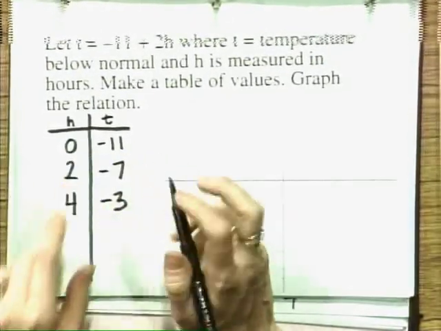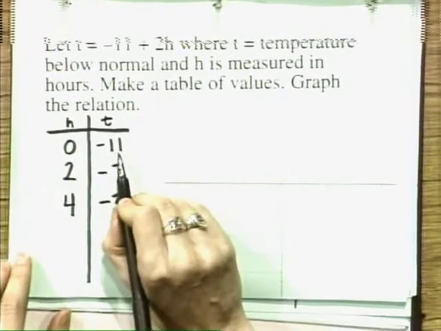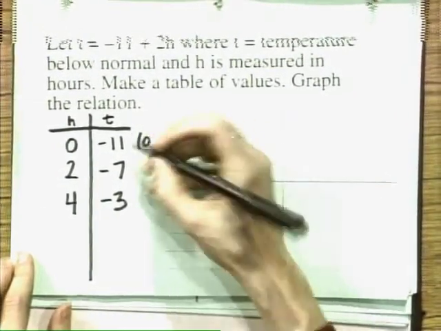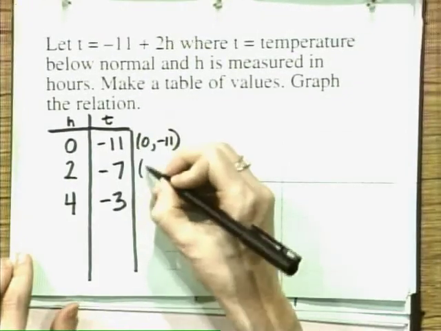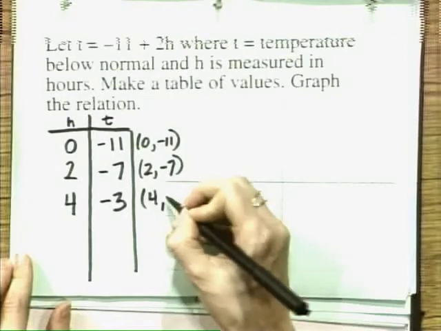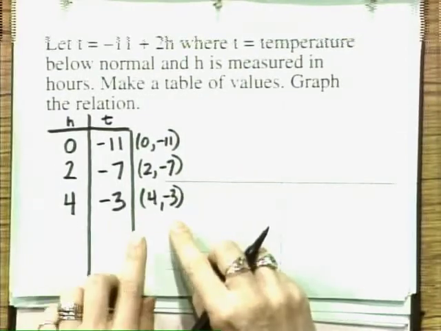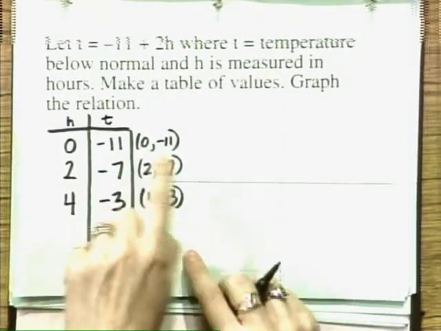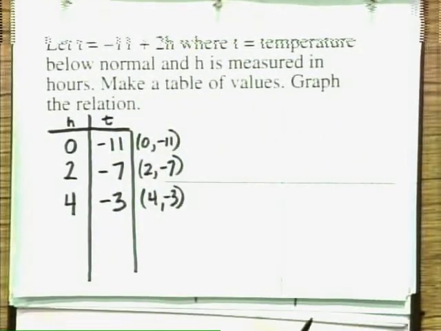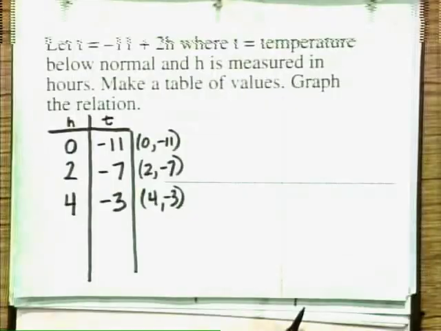Now we're going to take these, and these are actually our ordered pairs. This is 0, negative 11. That's what this point is. This point is 2, negative 7. And this is 4, negative 3. Let's go ahead and graph these. Let's graph 0, negative, well, first make a table. We made our table. Okay, and now you've decided to put H as the first coordinate and T as the second coordinate, which is fine.